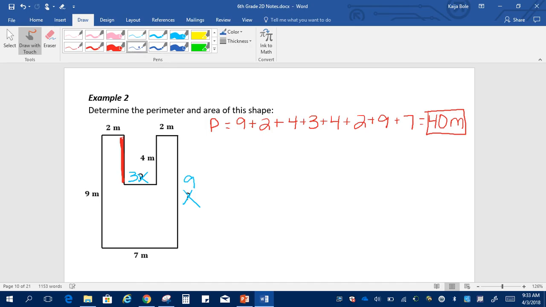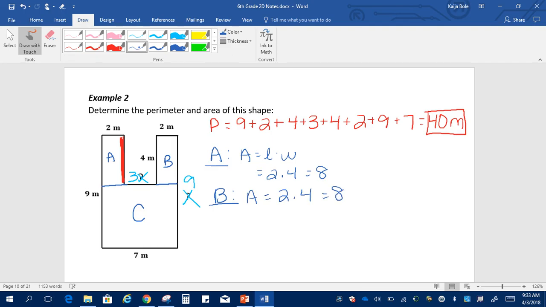Alright, now our area, we're going to have to split them up into some individual shapes. So here, the tall skinny ones, I'm going to have this, it's going to be A. Over here I will have B, and then this big one down here would be C. So for A, we would have A equals our length times our width, which would be 2 times 4, which would give us 8. For B, we would have the same thing. We'd still do A equals 2 times 4, which would give us another 8.